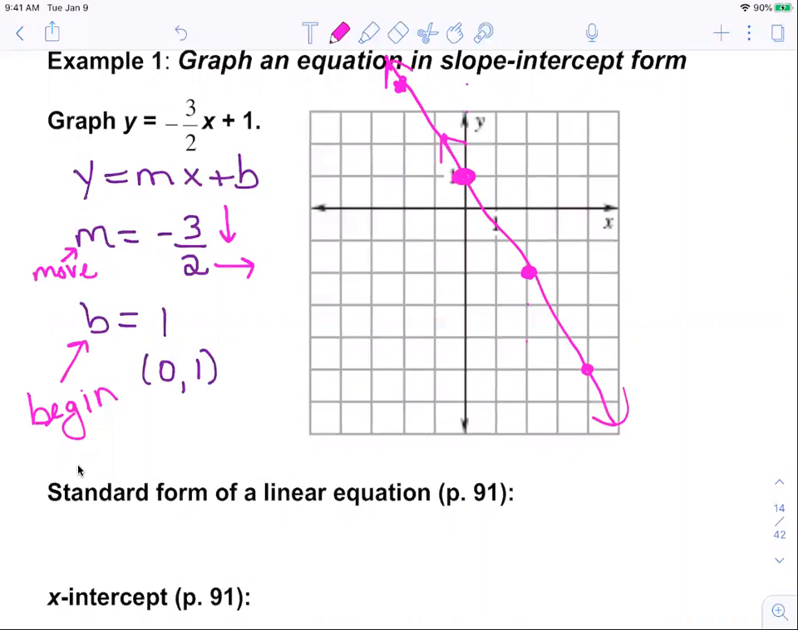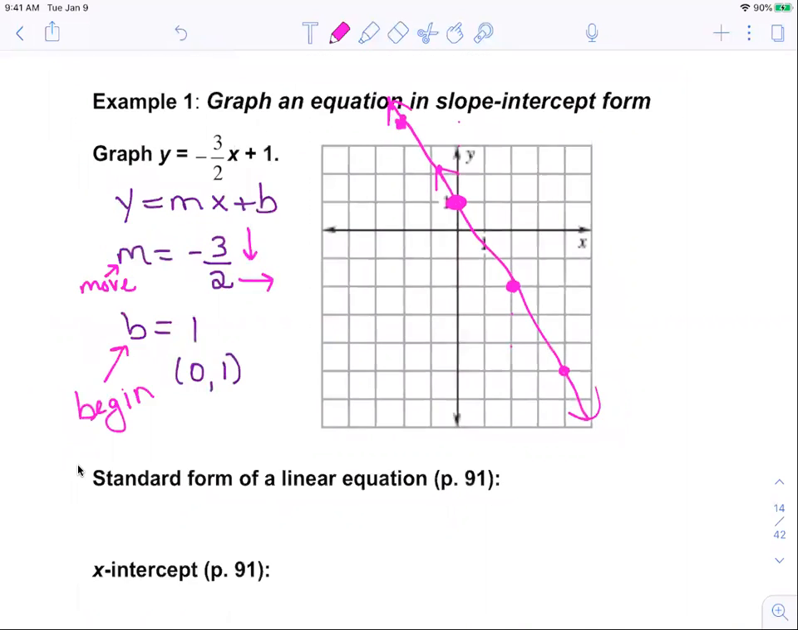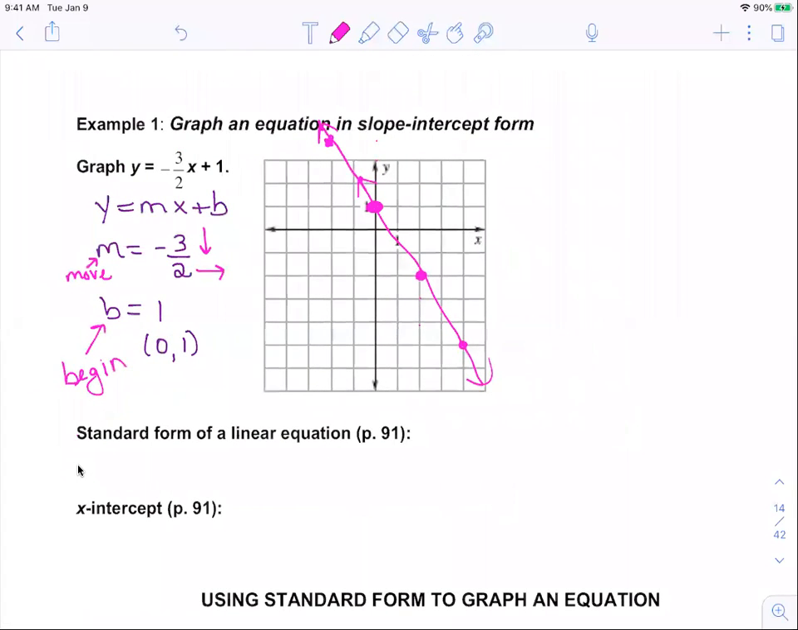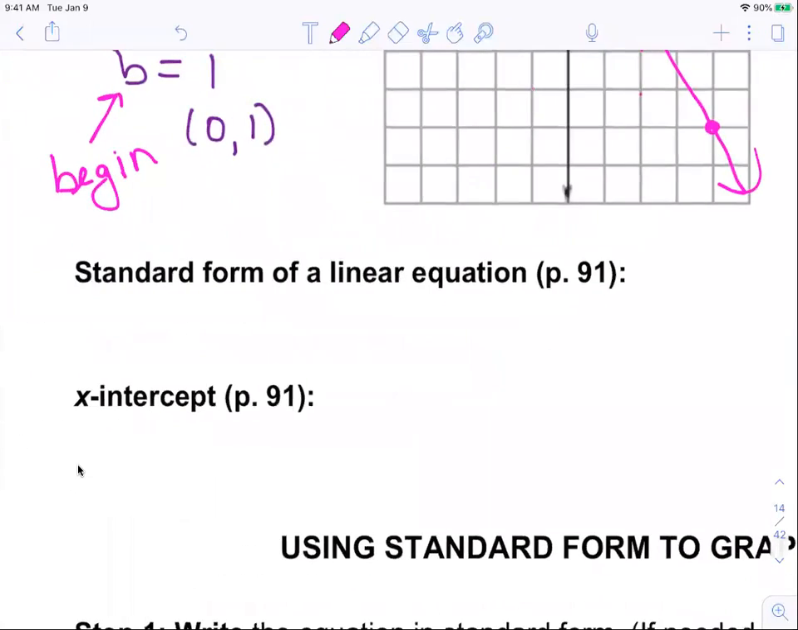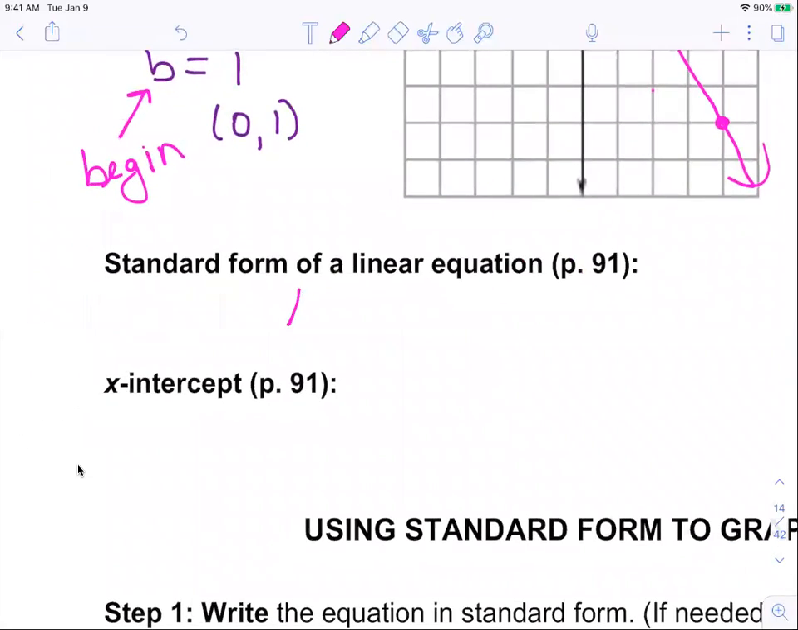So the other way that we can graph a line, so one way, slope-intercept form. The second way is called standard form. Every equation has two different ways to look at it. One is usually considered more graphable than the other. So slope-intercept form is pretty easy to graph because we have an m and a b. Well, standard form can also be pretty easy to graph. And this form is ax plus by equals 0.